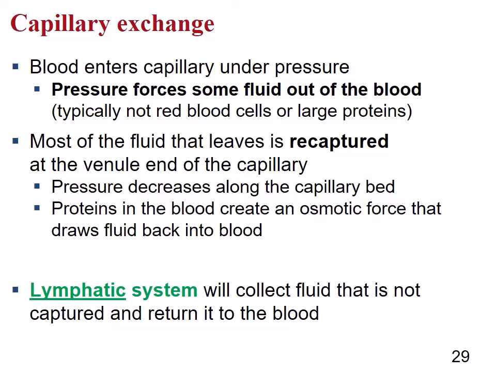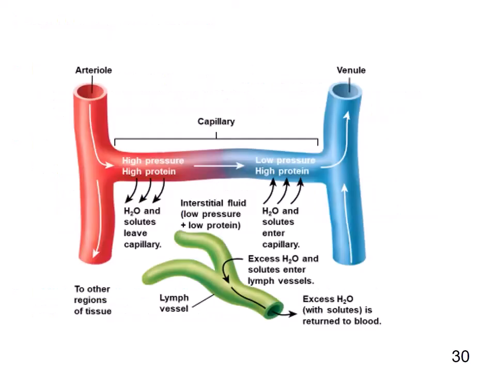However, not all of it comes back. Some of it will have to be collected by the lymphatic system, and we'll talk more about the lymphatic system coming up. So here's a very simplified picture. We've got an arteriole on the left, and there's one tube in the middle that's supposed to be our capillary, and then a venule on the right hand side.